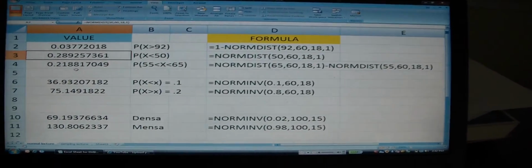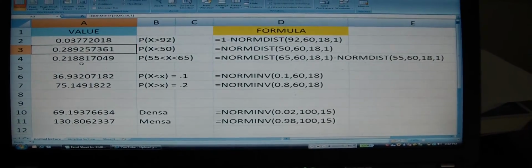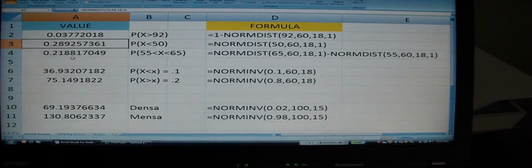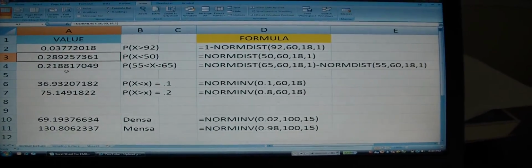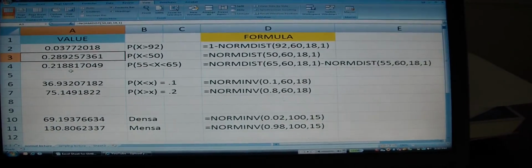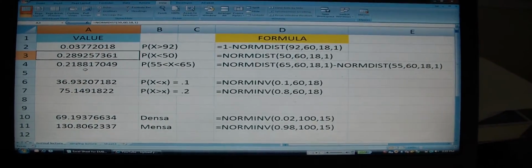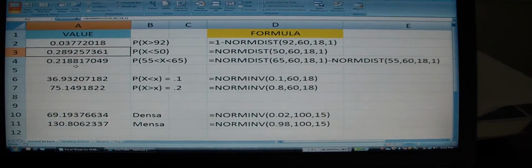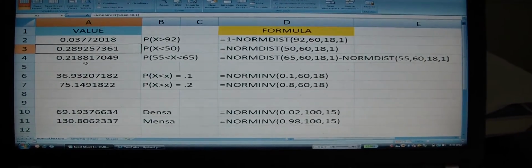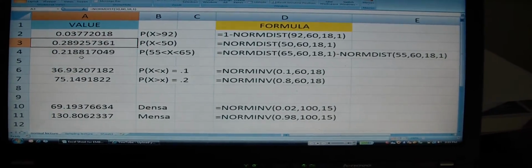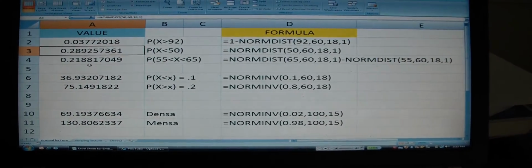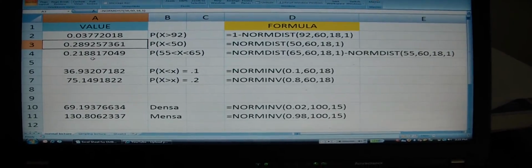I next did two calculations using the NORM.INV function. What these are doing is calculating the membership into the top 20% and the bottom 10% of those management scores. So if the average is 60 and the standard deviation is 18, and you have a score that is 36.93 or below, then you're in the bottom 10% and you're likely to lose your job. If you have a score that is 75.149 or greater, then you're in the top 20% and you're likely to get a raise.